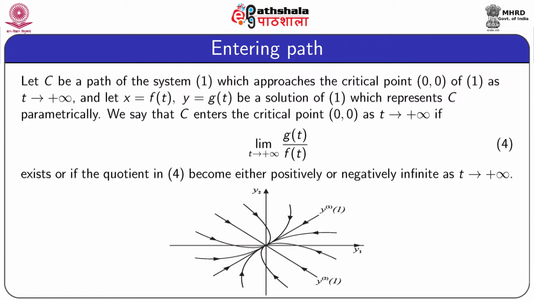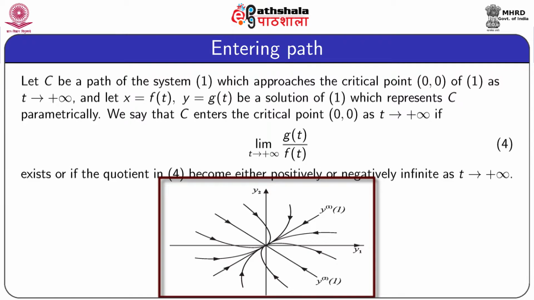Now, when we say the entering path, we will mean that in this case the path will actually pass through the critical point (0, 0). So, let C be the path of the system 4 which approaches the critical point (0, 0) as t tends to plus infinity, and as before let x equal to f(t) and y equal to g(t) be the solution of 4 which represents C parametrically. Now, we say that C enters the critical point (0, 0) as t tends to plus infinity if limit t tends to plus infinity g(t)/f(t) exists, or if the quotient in 5 becomes either positively or negatively infinite as t tends to plus infinity.